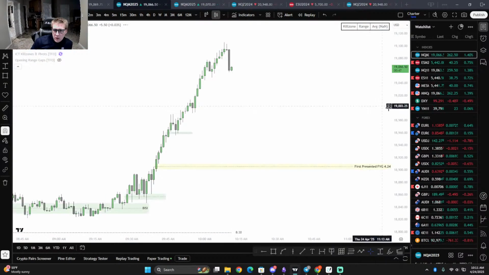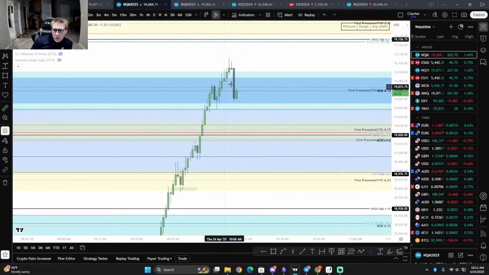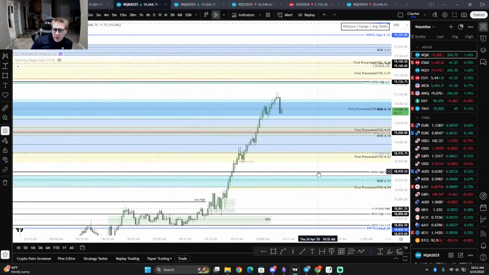That's what I used to do a lot. So we're still within this midnight opening range, and this first presented electronic trading hours fair value gap. There's nothing here that I like that constitutes a model, that constitutes a trade, that constitutes a setup. We've already done the expansion. Just let it do what it wants to do.